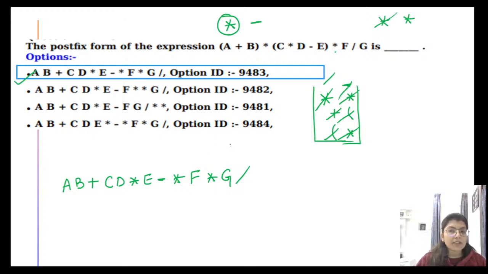What you have to remember is that if a low priority operator comes over a high priority one, first the high priority will pop. If there are two operators of the same priority, then first we will pop and then we will push the operator. Clear everyone?